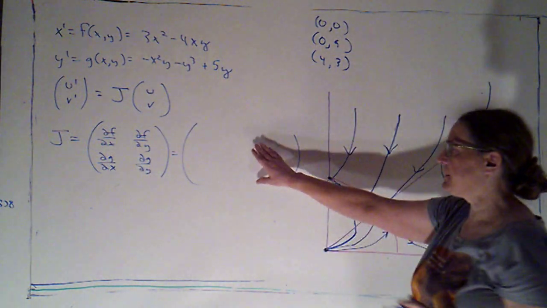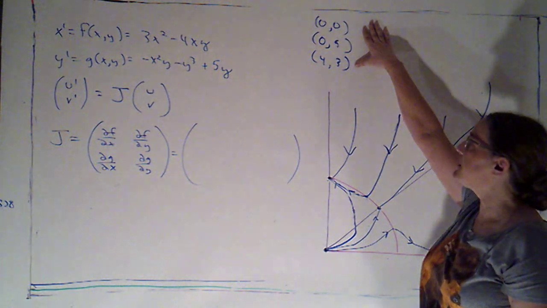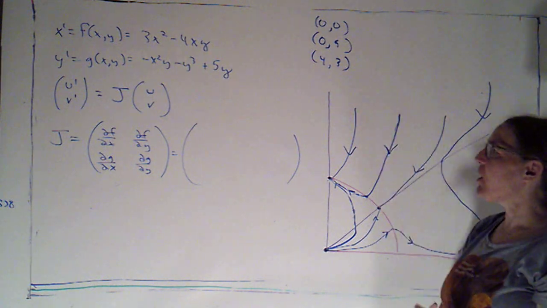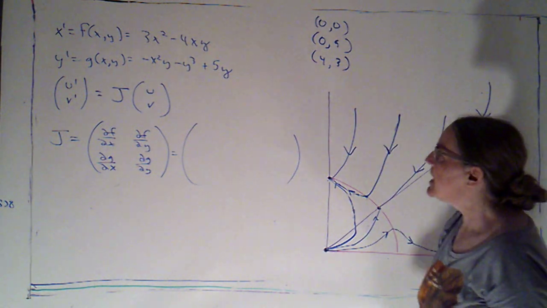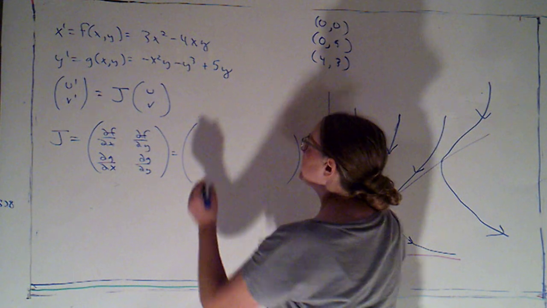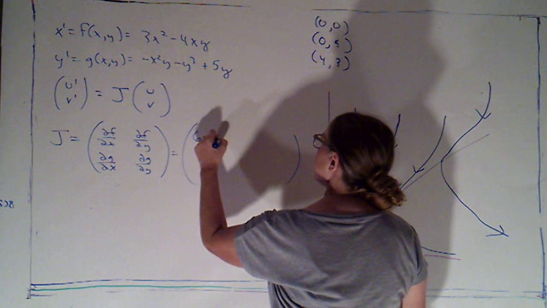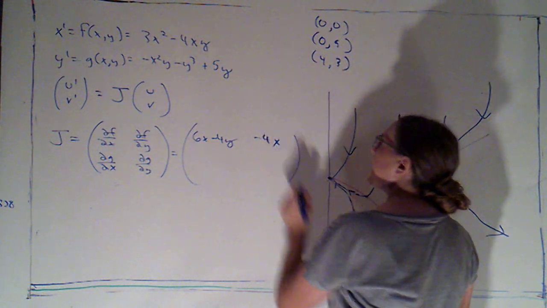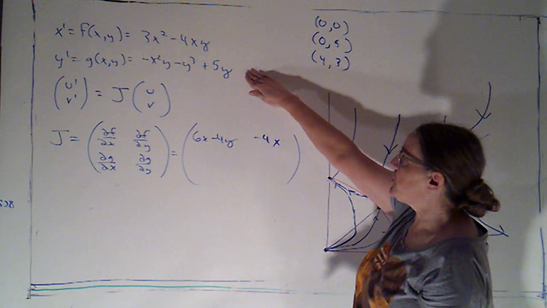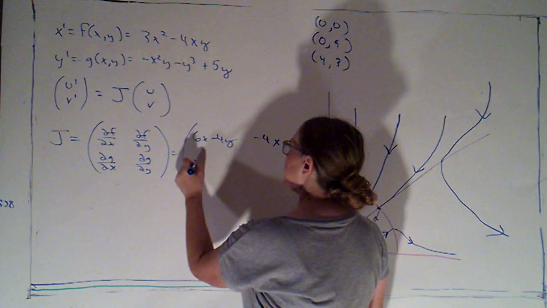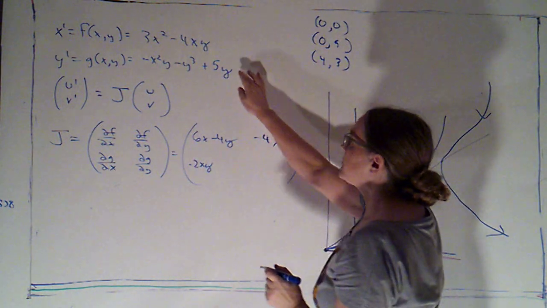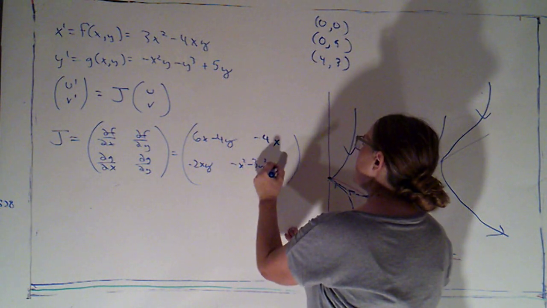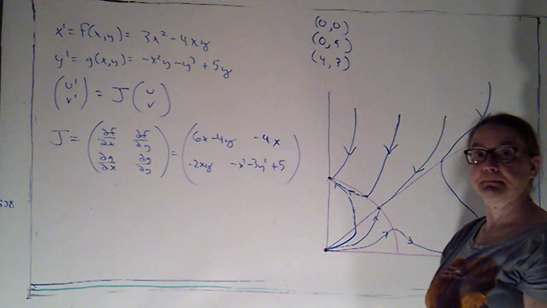So let's just get a formula for that. Then we'll be able to plug in the three pairs of coordinates for our three equilibrium points, and hopefully classify them. Okay. So f is up here. Partial with respect to x is going to be 6x minus 4y. Partial with respect to y is just minus 4x. Here's g. Partial with respect to x is negative 2xy. Partial with respect to y is negative x squared minus 3y squared plus 5.